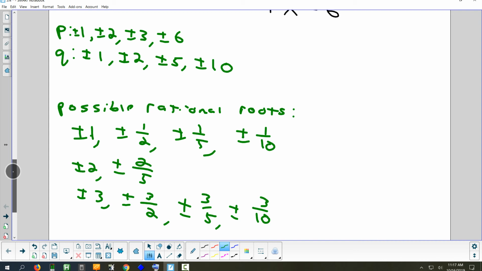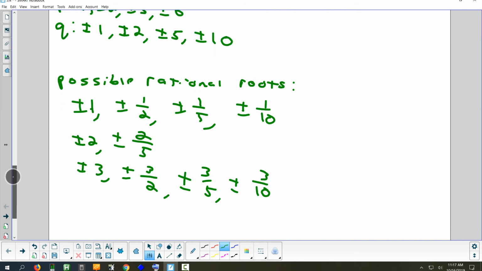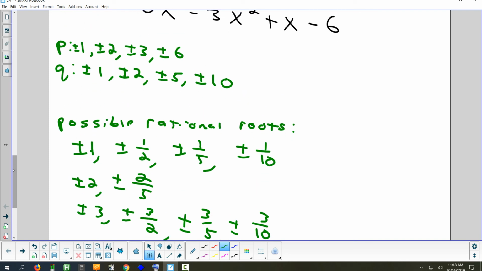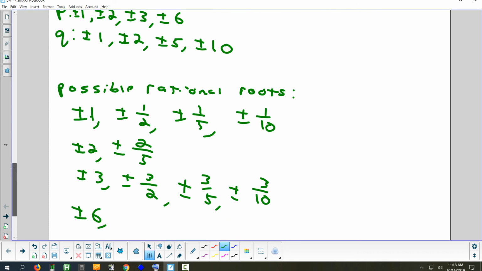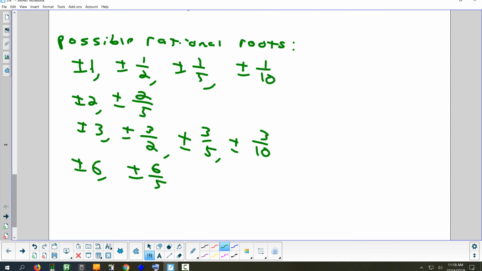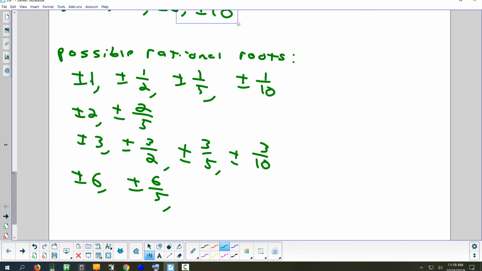Now let's do our roots with a 6 in the top. Eric, what would be the first one? Plus or minus 6 over 1. Next one, plus or minus 6 over 2. But what's 6 over 2? I already have 3, so I don't have to worry about that. 6 over 5. Didn't have that one. And the last one, 6 over 10. But what does 6 over 10 reduce to? 3/5. I already have that one. So we get a total of 4, 8, 10, 12, 24 possible rational roots.